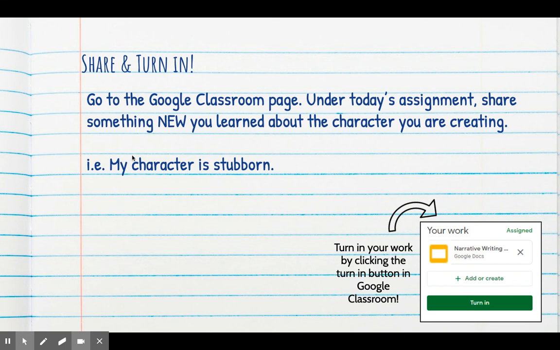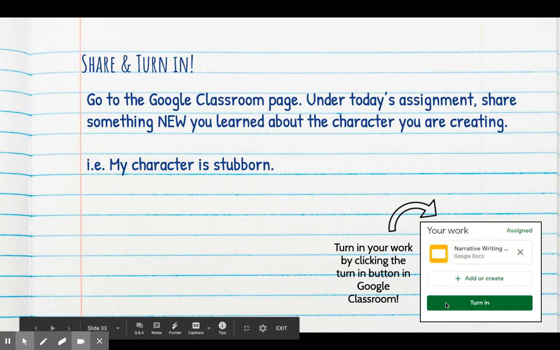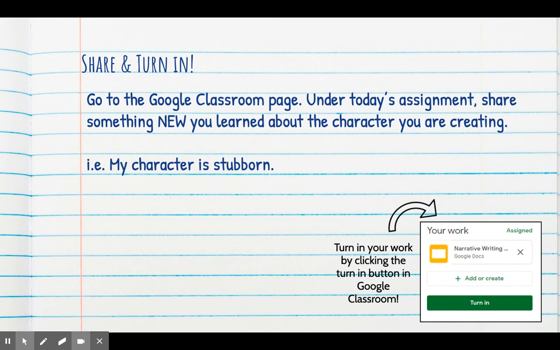For me, I shared that I imagine my character being stubborn, and that's a new idea I came up with today. After you've shared, go ahead and click the Turn In button. Once you go back to the Google Classroom tab, make sure you click the Turn In button, and then you are done with your work for today.